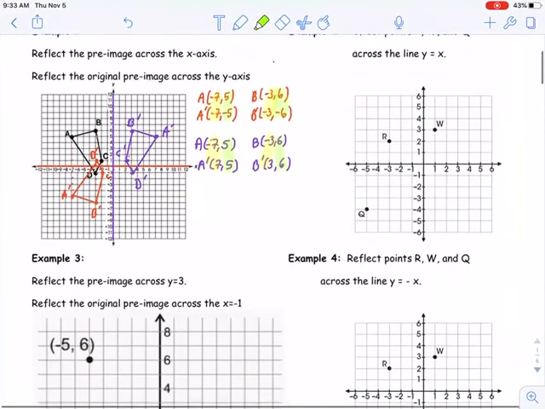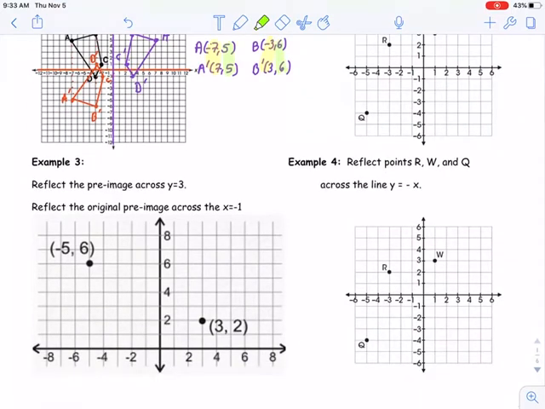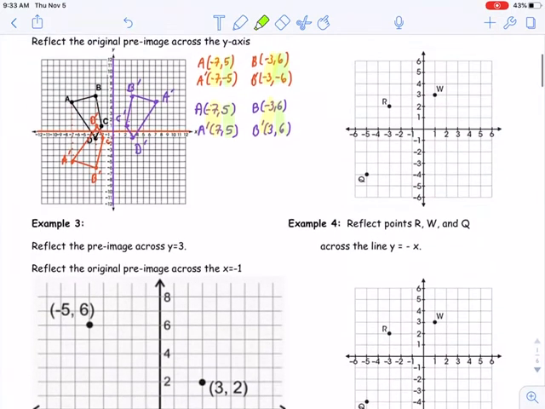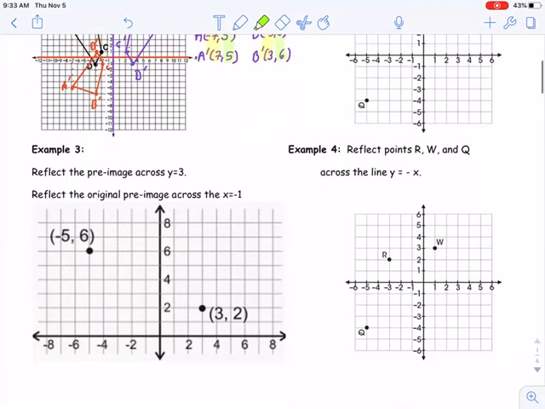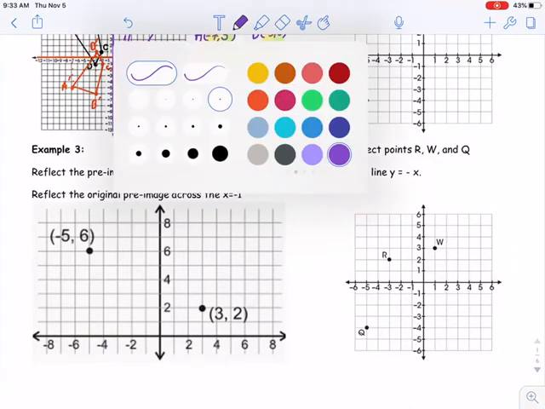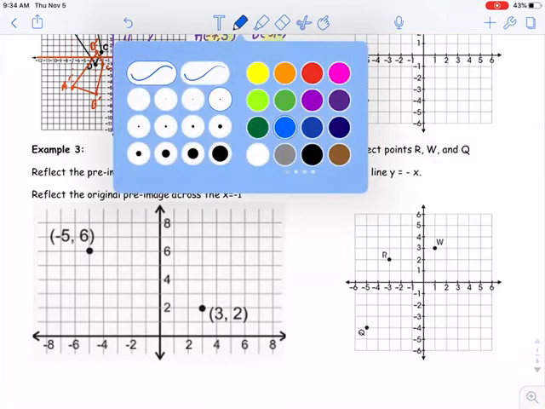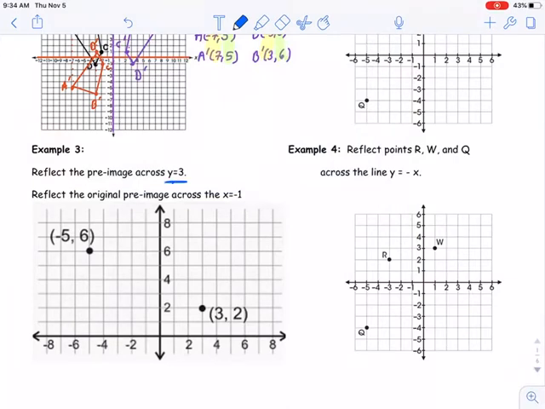Let's actually hold up on example 2. We'll go out of order. Let's do example 3. So it's common we do the x and y axis. We can do any horizontal and any vertical line. So let's do blue. Y equals 3 again. The hardest part about this is remembering that this is y equals 3.